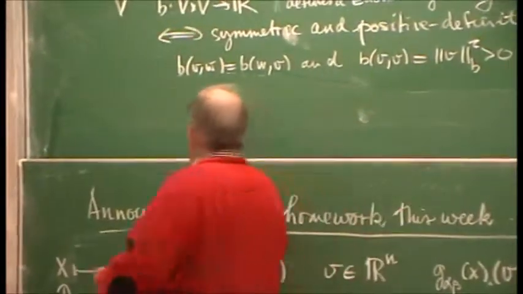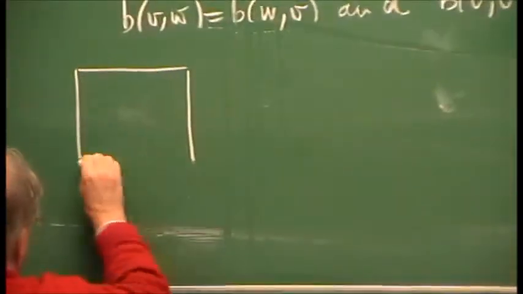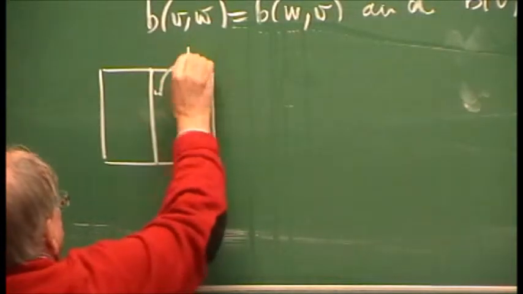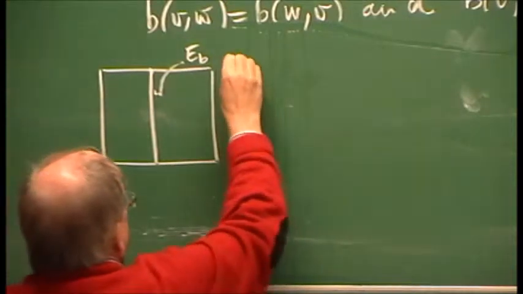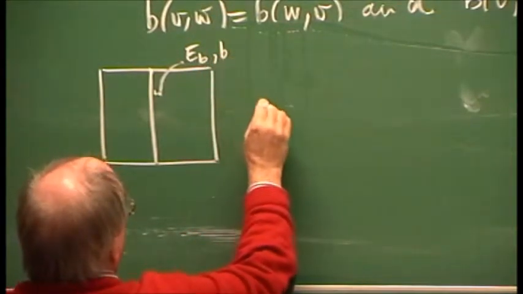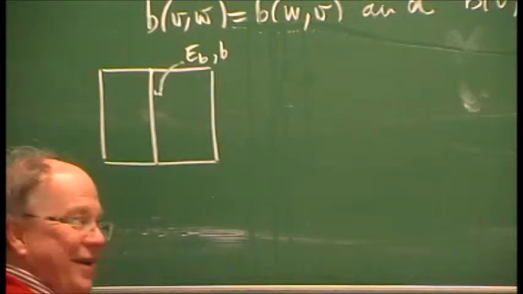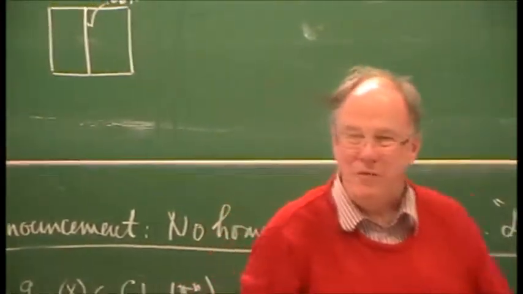So, if you have a vector bundle, here's V, here's E_B, and on E_B we might want to have, oh, there are so many B's here, it's just terrible. B is a base point, and B is a bilinear form.